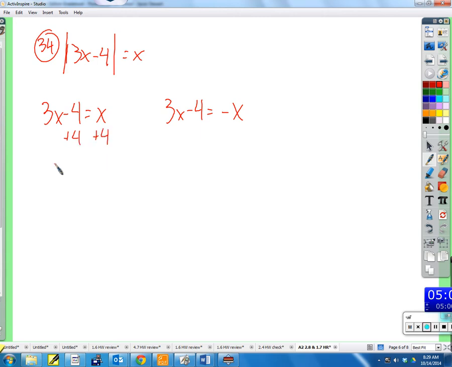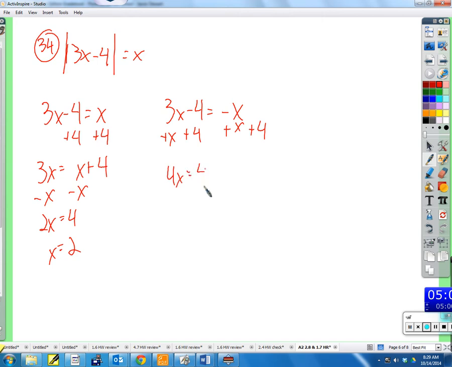3x equals x plus 4, subtract x, 2x equals 4, x equals 2. Then add x, 4x equals 4.